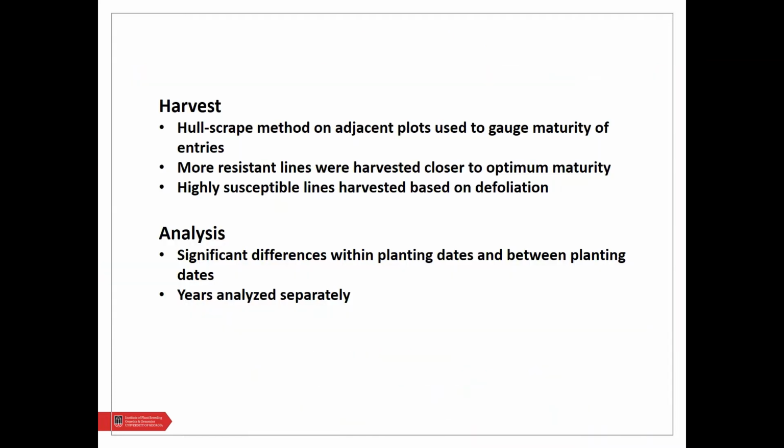So to determine timing of harvest, we use the whole scrape method on adjacent plots to gauge maturity, with more resistant lines usually harvested at optimum maturity. However, highly susceptible lines sometimes had to be harvested due to high levels of defoliation and vine degradation. The 9 I showed in the previous slide is a good example of that. Significant differences were seen within planting dates and between planting dates, and then years were analyzed separately here.